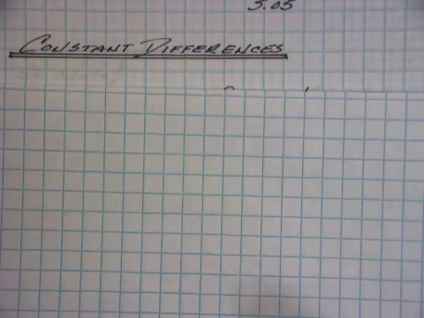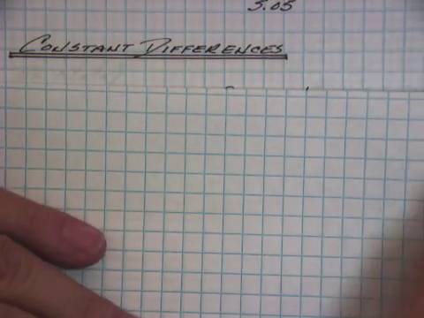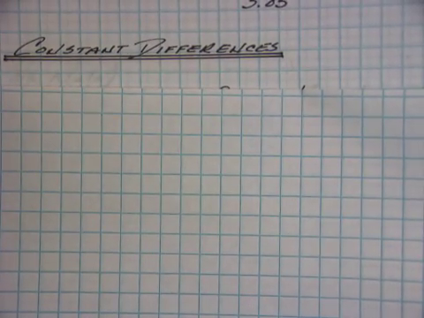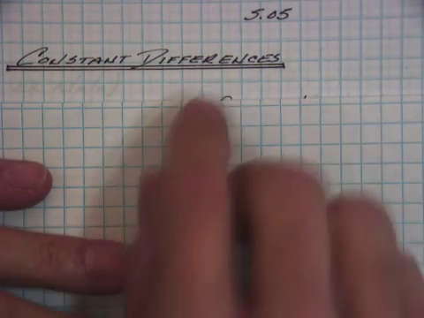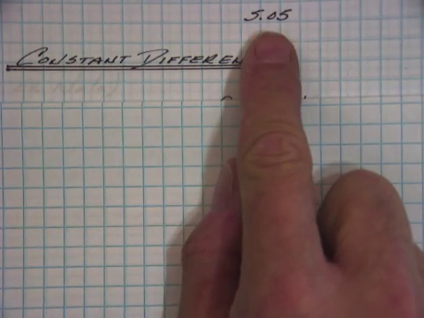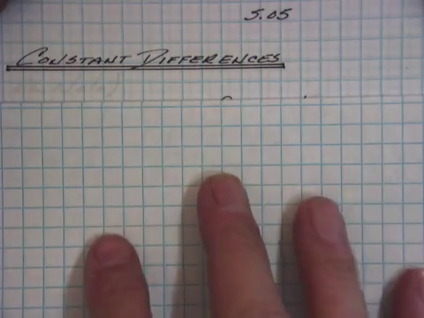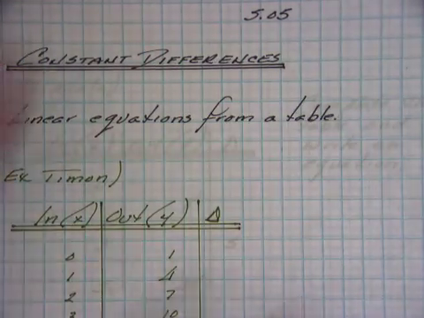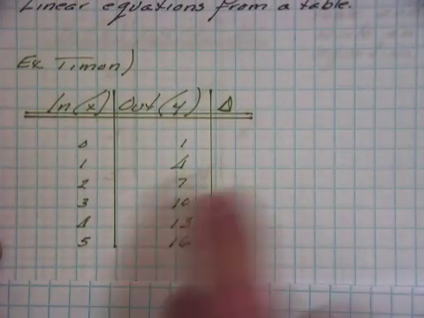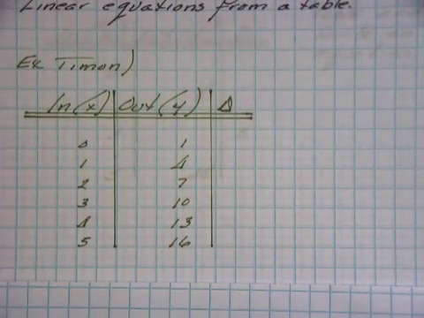Okay, guys, we're going to do a lesson that is probably a little bit of review. I know we've touched on it this year briefly, and I'm pretty sure you've had it in past courses, but it's section 5.5, and it has to do with constant differences. It's a fancy way of saying, hey, look, we're going to get a table of information, and we want to write an equation to go with it.